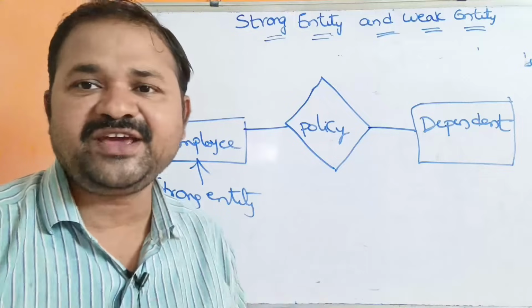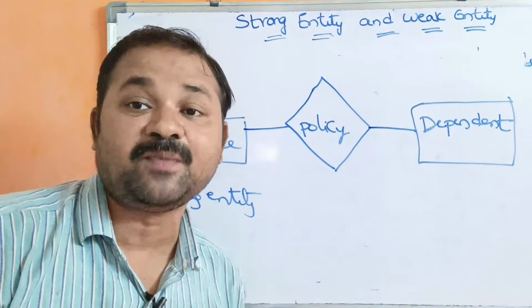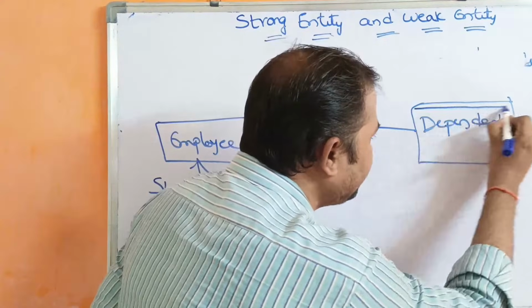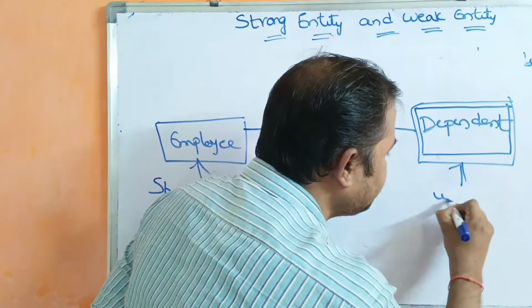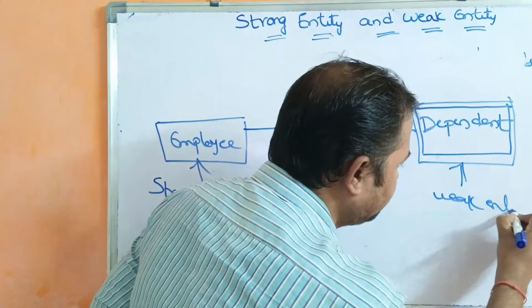Weak entity. A weak entity is always represented by a double rectangle symbol. So this is a weak entity, and that's why we have to use the double rectangle symbol.